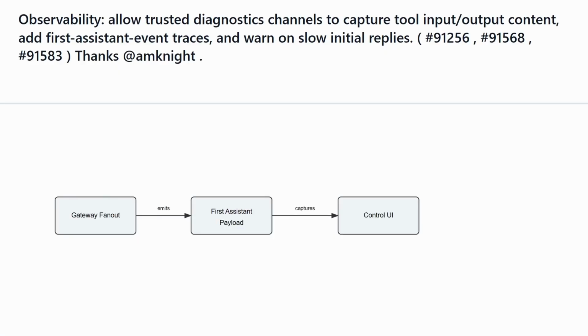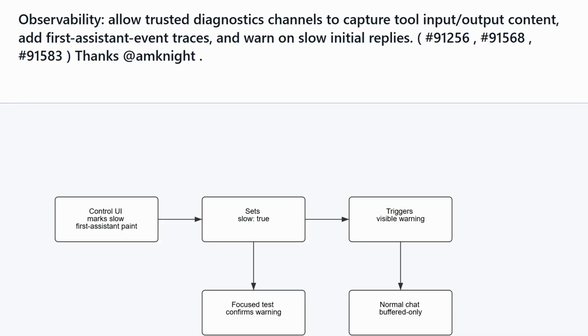Second, the system now traces the first assistant event for control UI chat interactions. A new first assistant event server timing phase marks when the first assistant payload leaves the gateway fanout. This includes both final flush only and direct gateway injected replies. The control UI captures this timing phase, allowing first message latency to be split between gateway runtime, processing, and browser paint. Tests verify the timing phase emits correctly across gateway and UI components.